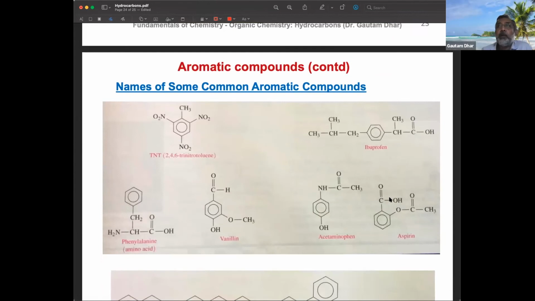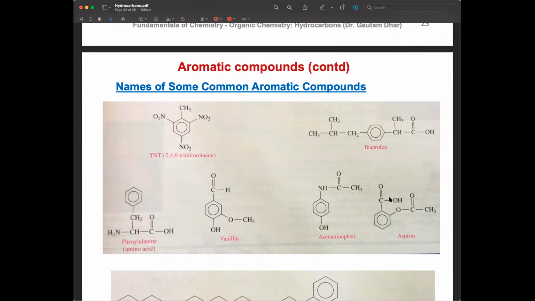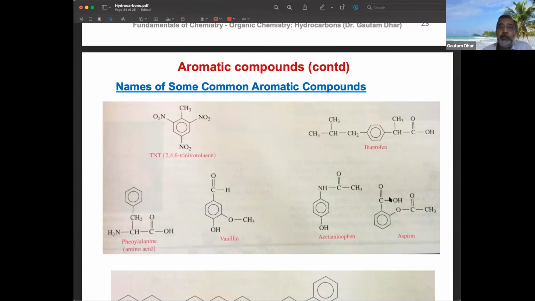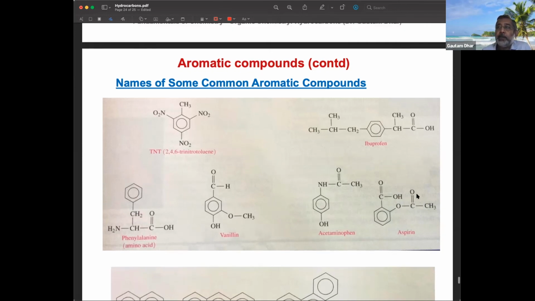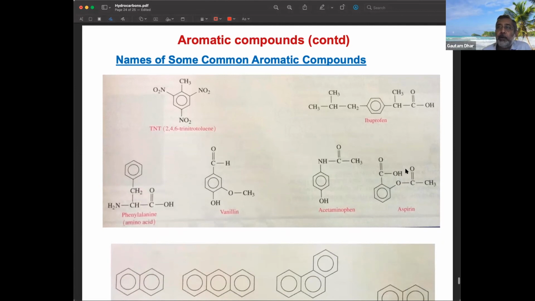Now, names of some common aromatic compounds. These are things we have heard about. TNT, it actually is 2,4,6-trinitrotoluene. Ibuprofen, that's an organic molecule. Phenylalanine, an amino acid. Vanillin. This is acetaminophen, which is N-acetyl acetamide. And aspirin, which is basically an ester. The para-hydroxy acetyl of this ortho-hydroxy compound.